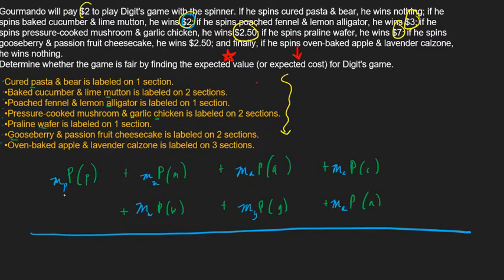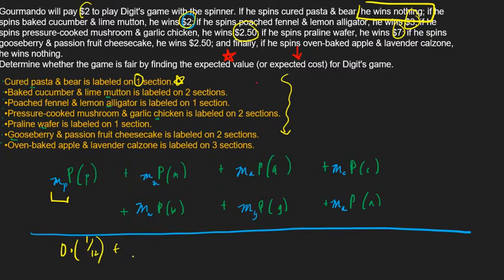So for example, I'm going to look at this cured pasta and bear section. So the money associated with that, he wins nothing if he gets that, right? He wins nothing. So I'm just going to have a big fat 0 multiplied by this probability. The probability of getting this, it's on one section out of 12, so this probability is 1 over 12. So that's the first term in my thing here.